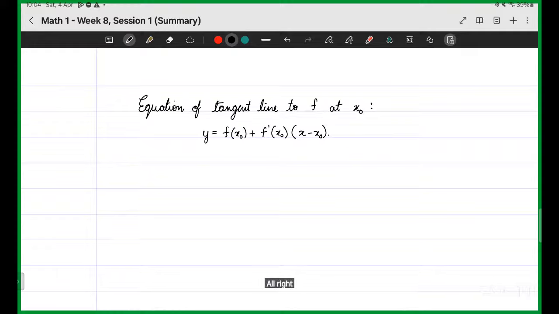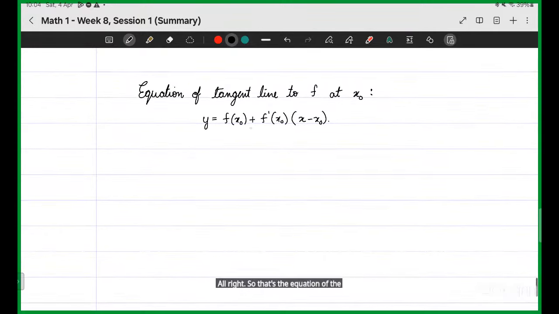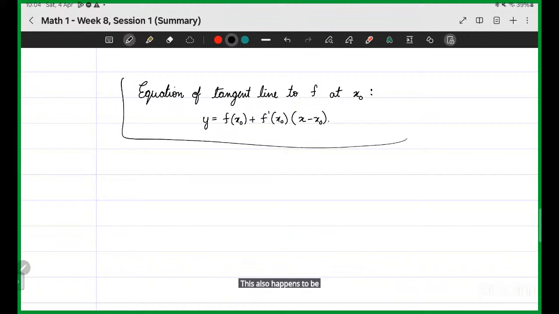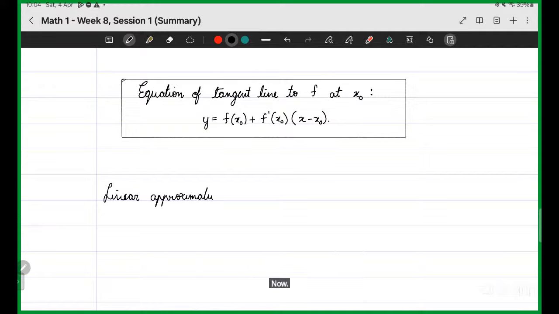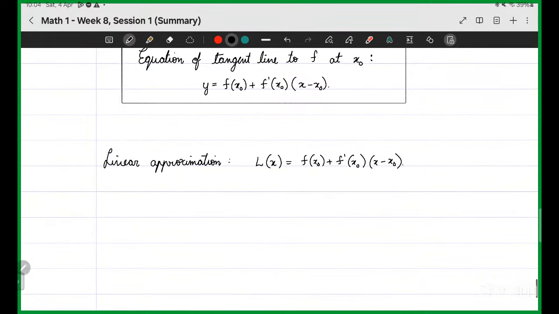All right. So that's the equation of the tangent line. This also happens to be, so put this in a box, important stuff. And then there is the concept of linear approximation. Now, if I take that equation of that line and write this function, this is a function in x. It is of the form a plus bx, or if you rearrange it, it will be of the form a plus bx. So this is a linear function.